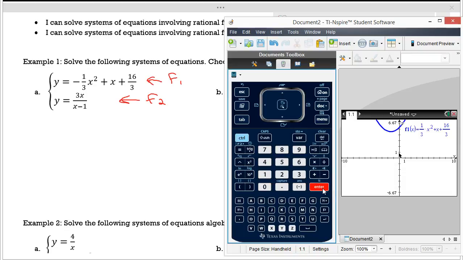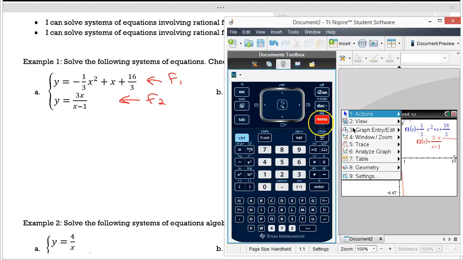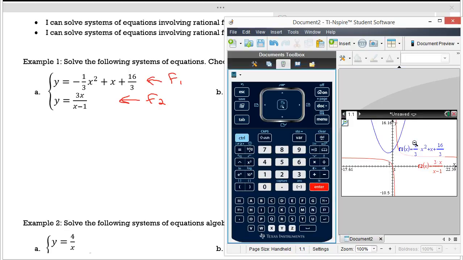Then I'm going to graph my second function, 3x over x minus 1. In order to graph my second function, I have to hit tab, and as a fraction, 3x over x minus 1. I can't really see where the graphs cross. I can tell maybe they'll cross up here a little bit, so I'm going to zoom out. Menu, window, zoom out. And there they are, that's where they cross.